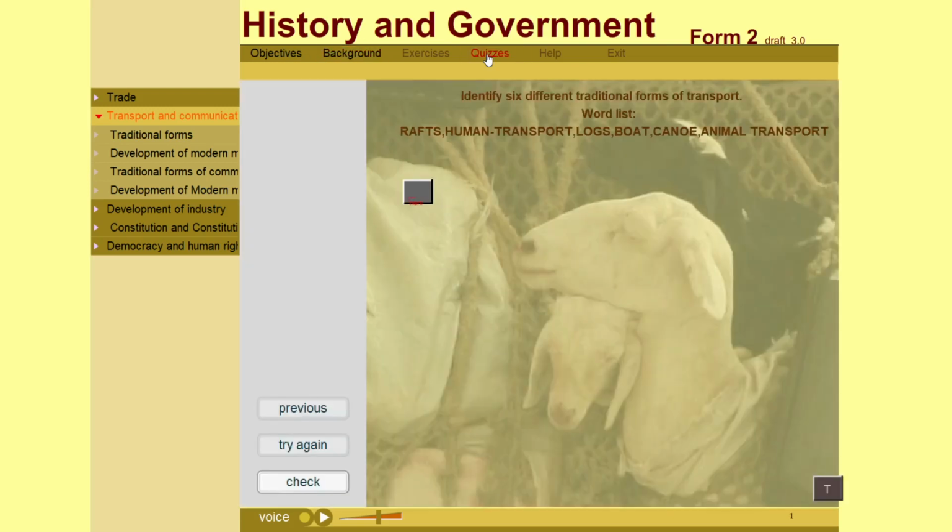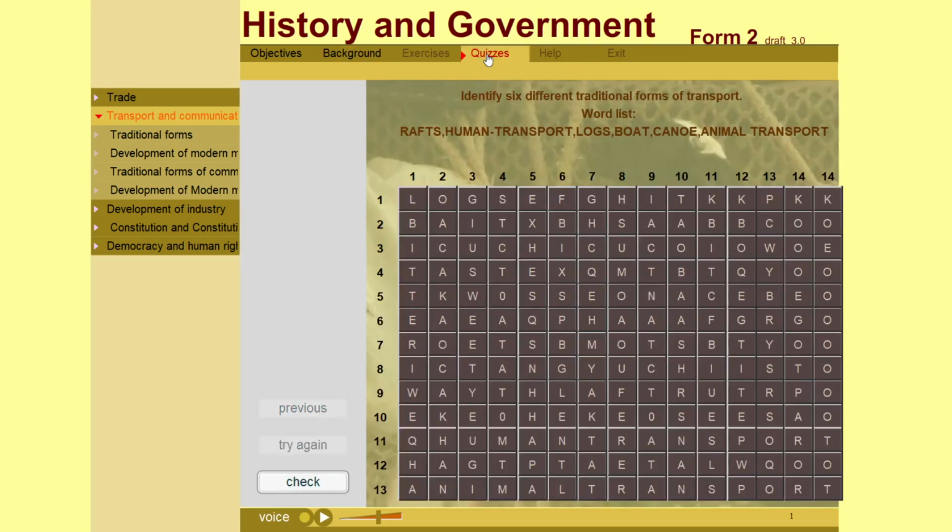The puzzle provided will help you remember what you learned in this lesson. Identify 6 different traditional forms of transport. They are written horizontally, diagonally, vertically, or backward.